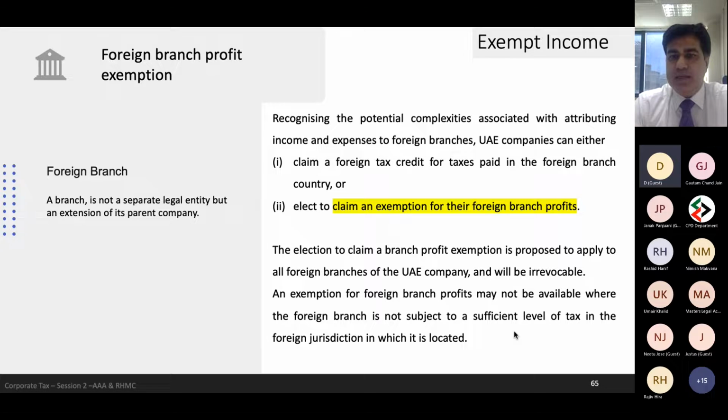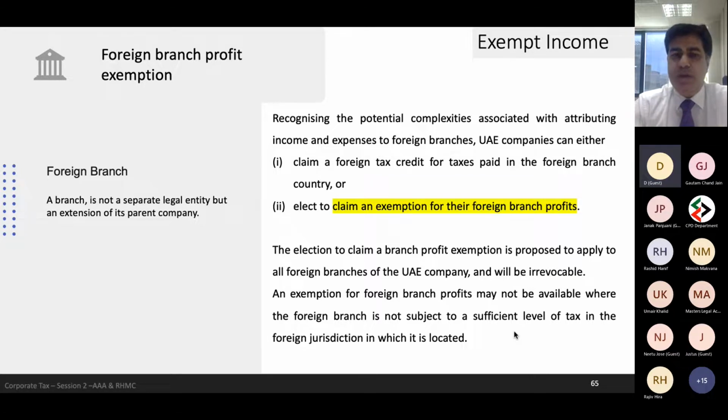Recognizing the potential complexities associated with attributing income and expenses of foreign branch, UAE company can either, one, claim a foreign tax credit for tax paid in the foreign branch country, or elect to claim an exemption. Now here, elect to claim an exemption for a foreign branch profit. So again, you need to apply for exemption category kind of a thing, and you can elect to. Otherwise, you can consider the foreign branch profit also and get a benefit of whatever credit, whatever foreign taxes you have paid to get into your calculation side.